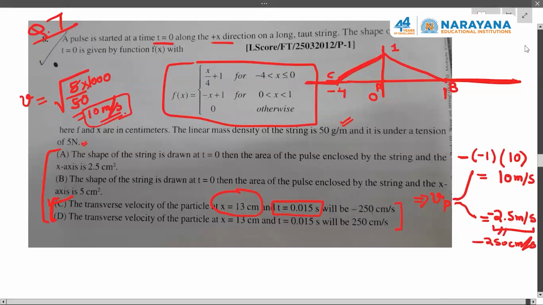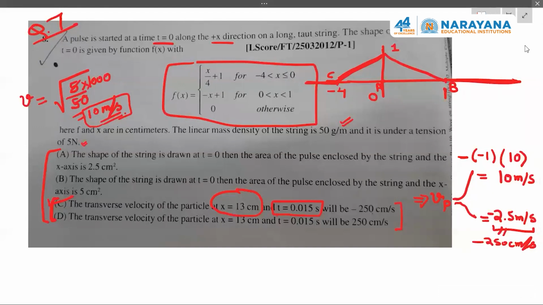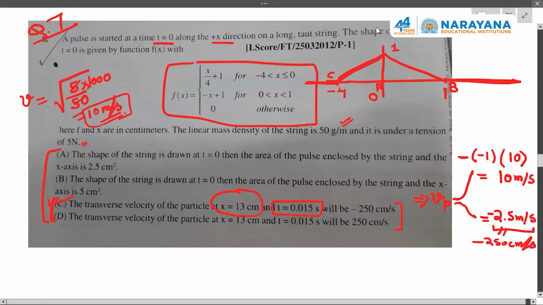And as far as A and C are concerned, that is quite simple because we know the shape of the pulse. So the area enclosed won't be a problem. That is something which we can easily find out.